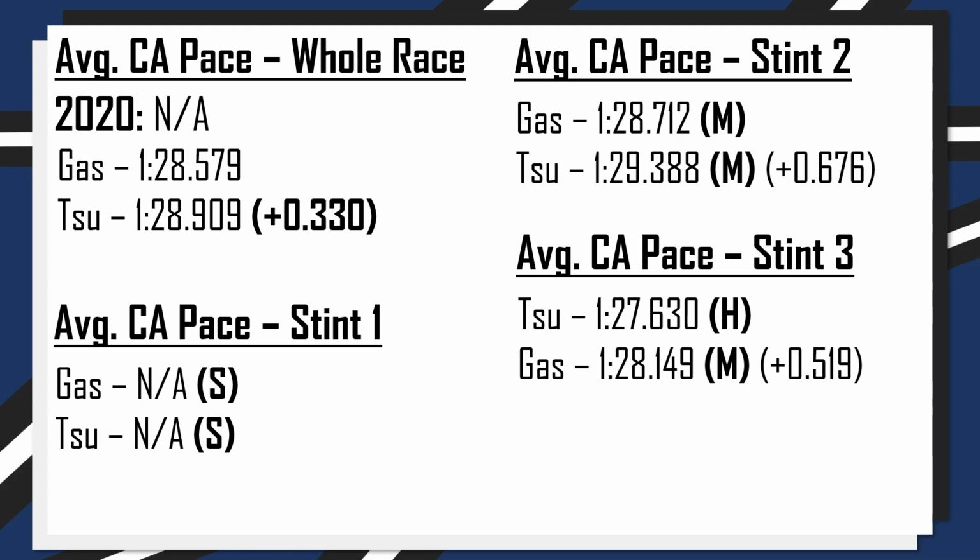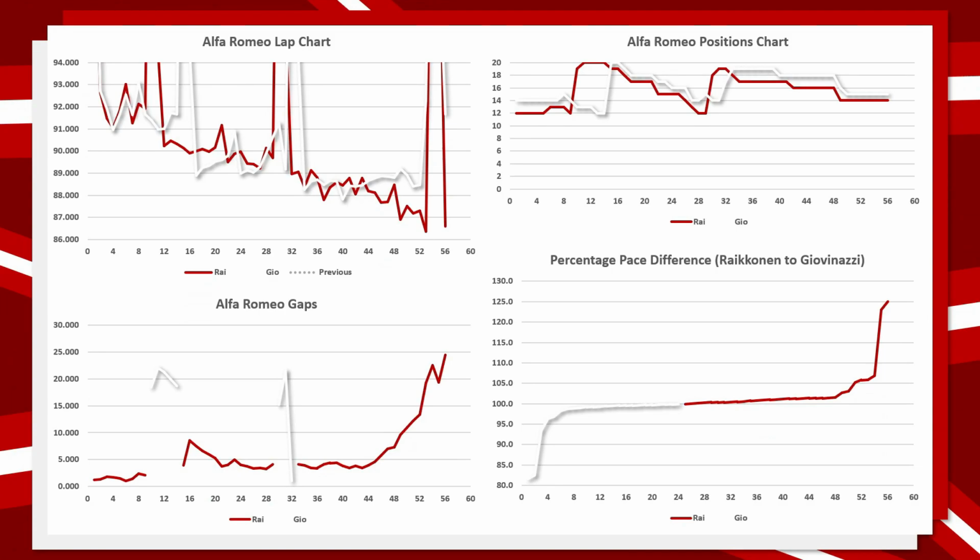So from AlphaTauri, we will now take a look at Alfa Romeo, and splitting their percentage pace difference down the middle, we can see that for 42.9% it was Giovinazzi in the white, who was the faster of the two cars, and therefore for 57.1% it was Raikkonen in the red.